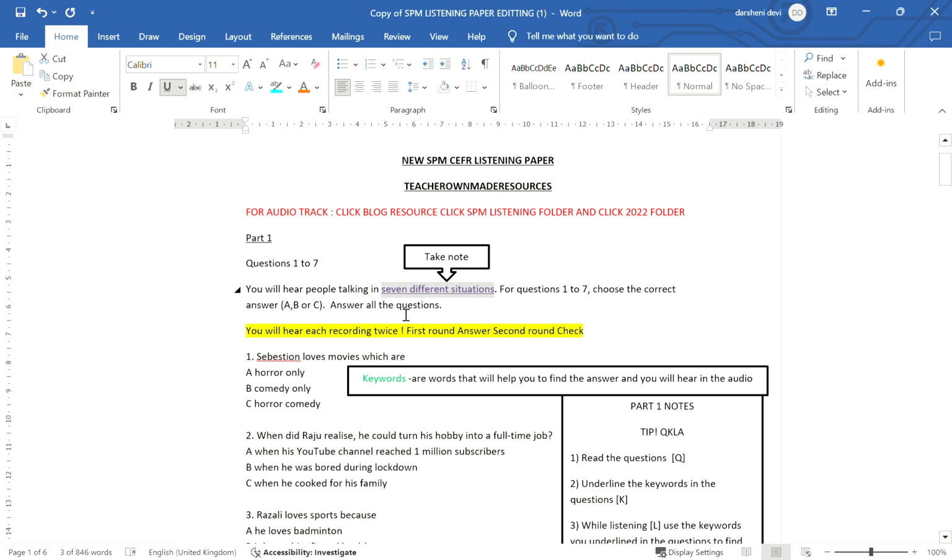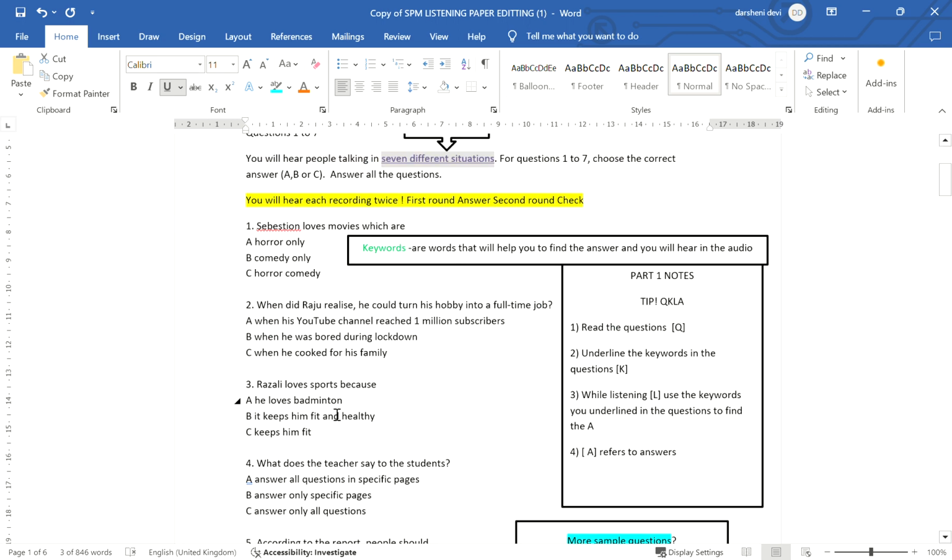Answer all the questions. You will hear each recording twice. First round, teacher advises you to answer, and then the second round, you can check your answers. If you want to answer after you listen the first round, you scribble notes, and then in the second round, you circle your answer. So it's okay, but I just advise first round, you answer. Second round, you check. Okay, so let's scroll down.